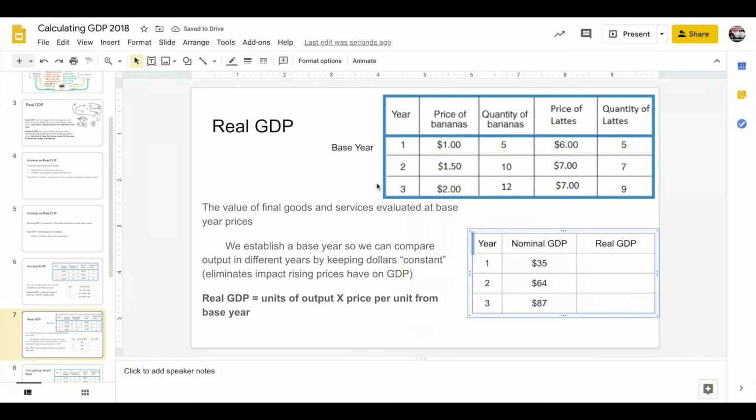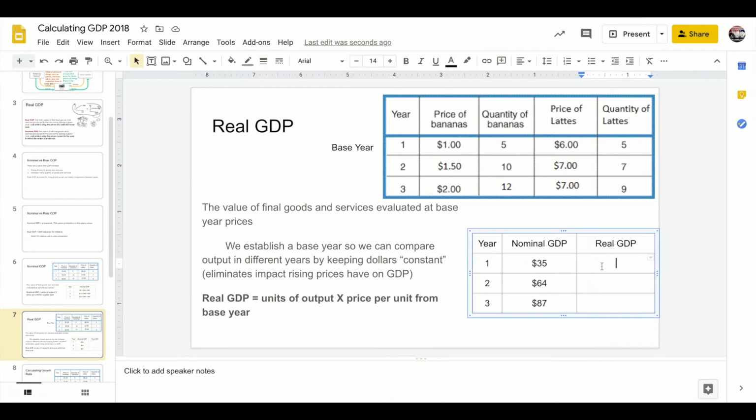So that means that for every year when we're doing GDP, we're pretending that the prices never changed from year 1. We're pretending that the base year price of year 1 is our price for everything. So we don't even have to do anything for year 1 because we're using year 1 prices. Year 1's real GDP is exactly the same as year 1's nominal GDP.